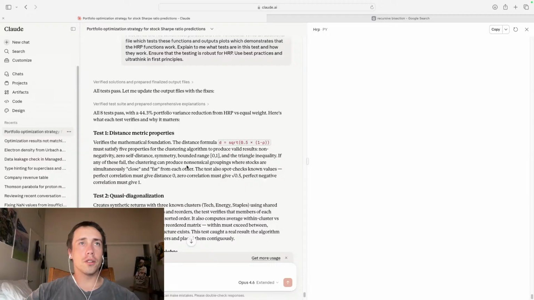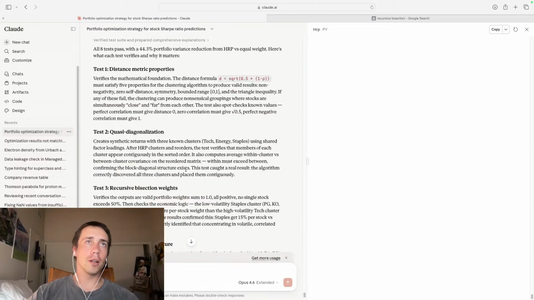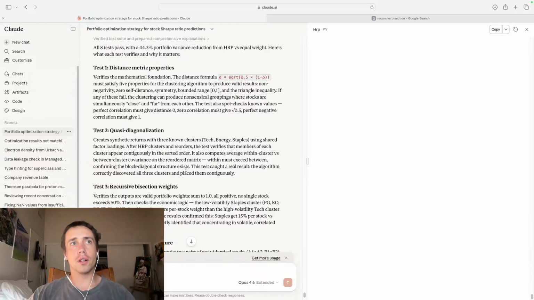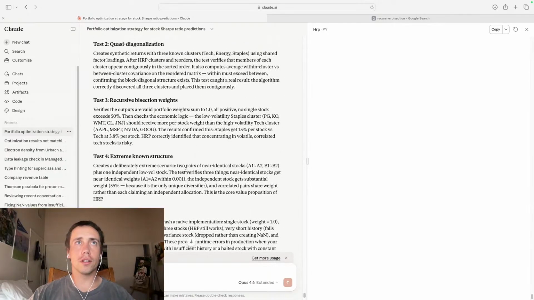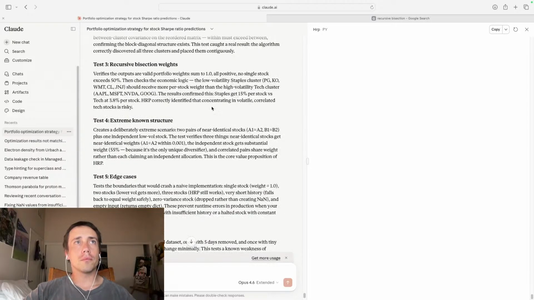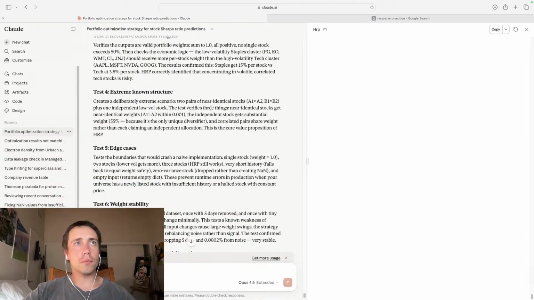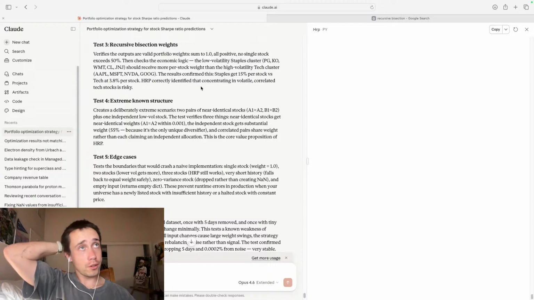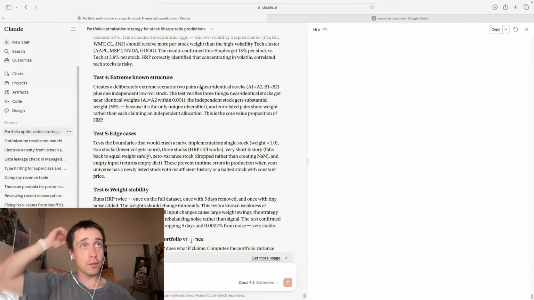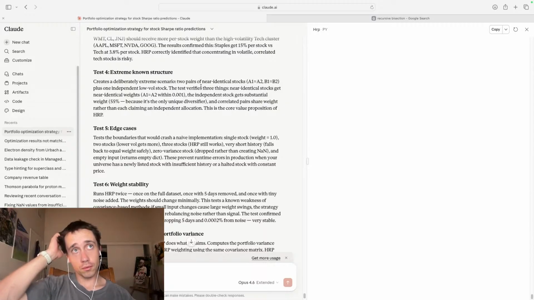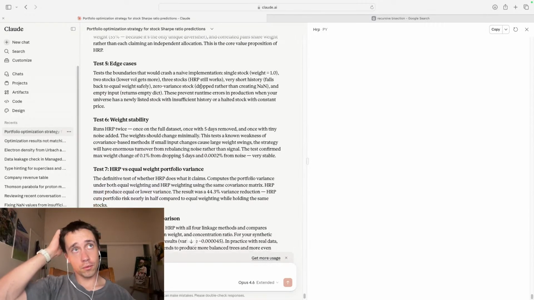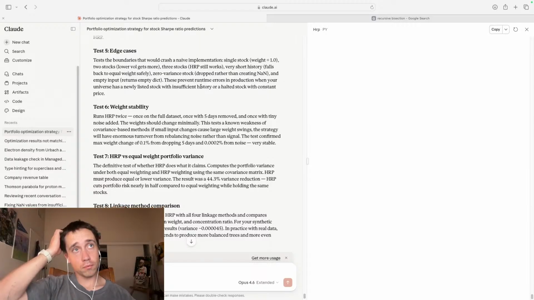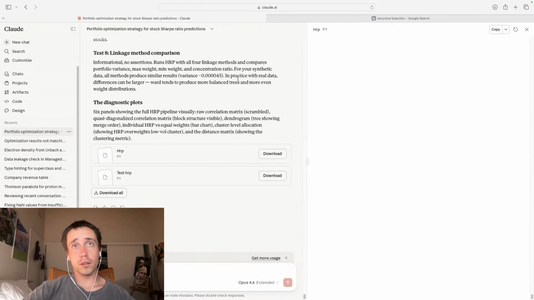Okay, test one: distance metric properties. Verifies mathematical foundation, blah, blah, blah. Okay, good. Quasi-diagonalization: creates synthetic returns with 3 known clusters. Recursive bisection weights: verifies outputs are valid portfolio weights. Okay.